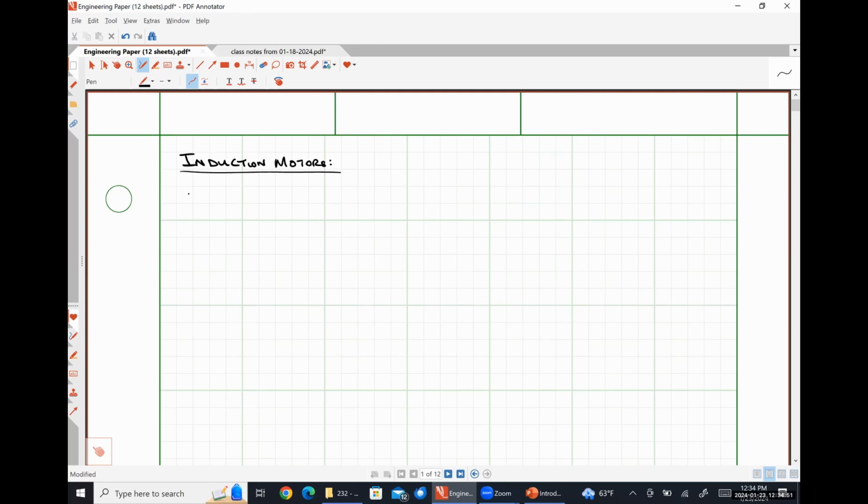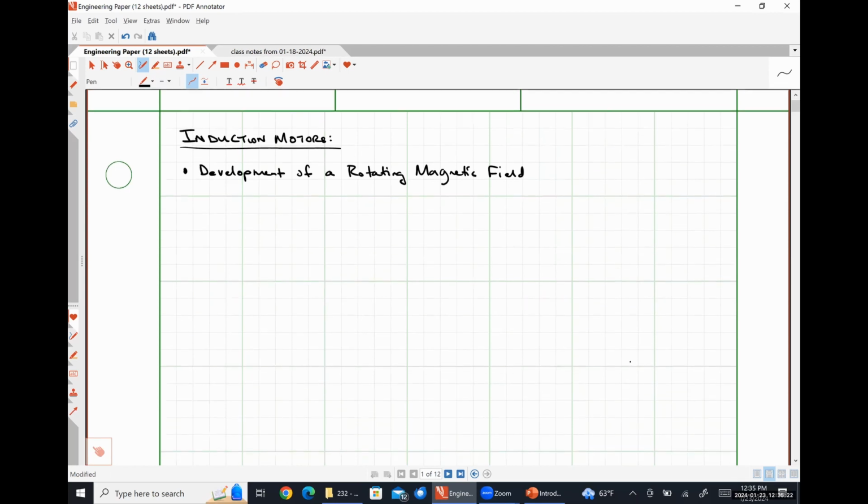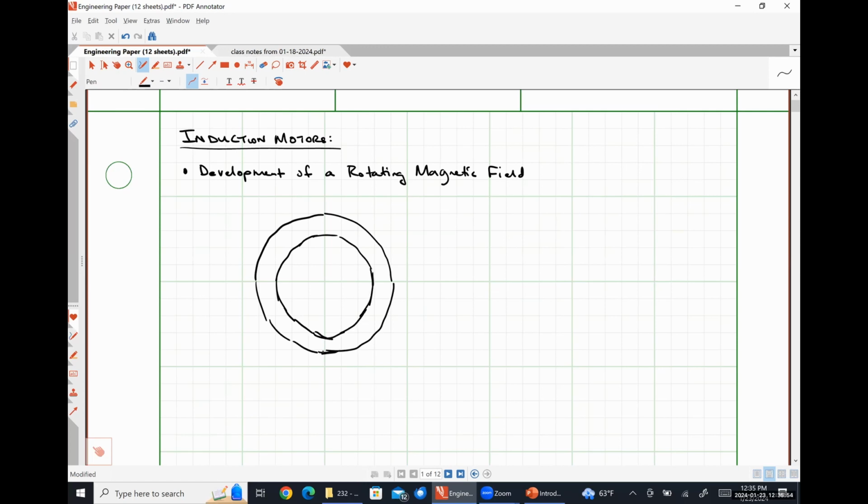The first thing that I want to talk about is the development of a rotating magnetic field, because this rotating magnetic field is what's going to wind up generating the torque on the rotor that's causing it to spin. Okay. So we're first going to consider a three-phase stator. I'm not going to even bother putting a rotor in this system as of yet. So here is my poorly drawn stator.